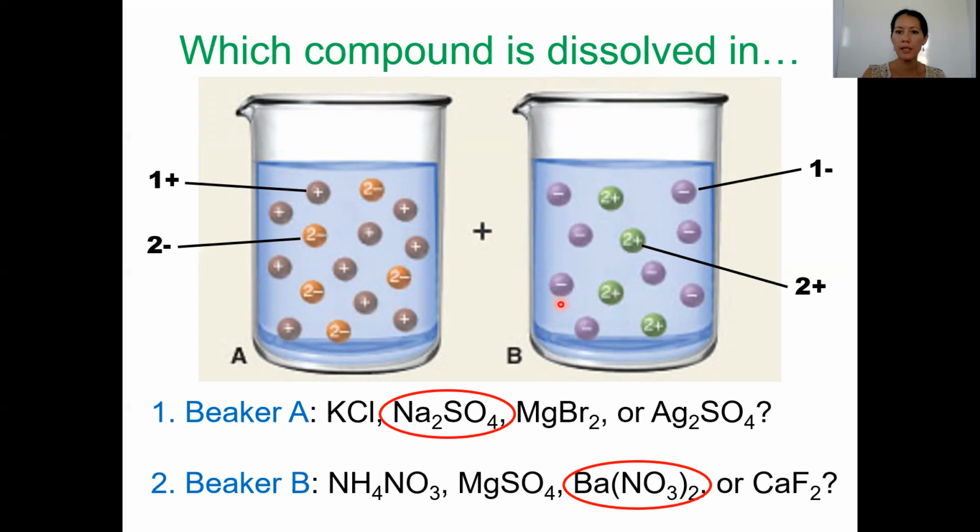Beaker B needs a 2+ cation, so ammonium nitrate is out. That's a 1+ cation. It could be magnesium sulfate, but sulfate's a 2- anion, so it can't be that. Barium nitrate is the answer. And the reason why it's not calcium fluoride is because that's not soluble. Fluoride is not one of the anions mentioned, and it's not paired with a group 1. So then we assume that it's insoluble.